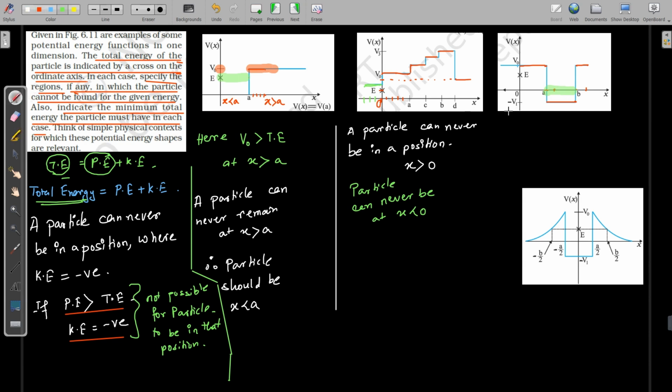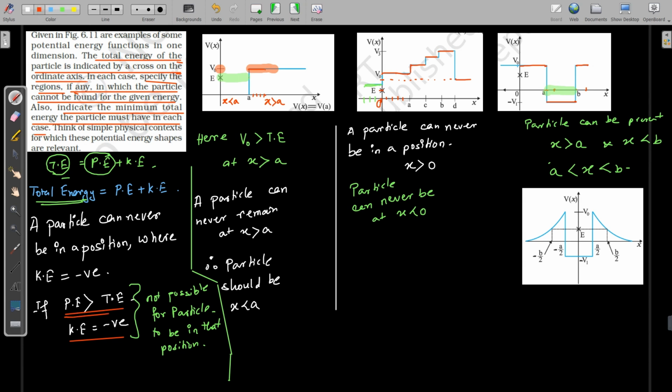What is the meaning of that? That means the particle can be present where x is greater than A and x is less than B. So x greater than A and x less than B is the possibility where the particle can be present. Why? What do we have to look at here? We have to only look at the position. A position where potential energy is more than total energy is not possible for a particle.